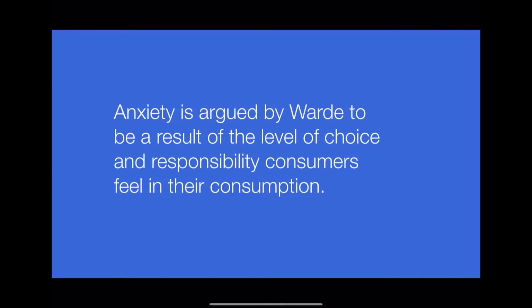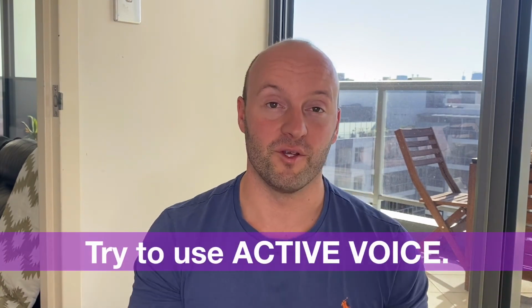And then we read this as anxiety is argued by Ward to be a result of the level of choice and responsibility consumers feel in their consumption. Straight away, it makes it easier for us to follow your text, especially if you're writing about a number of different sources. When you're using the author, your reader or marker won't be able to tell which author you're talking about. Whereas if you use their names, Ward, Ball, your marker will be able to follow Ward's argument here, Ball's argument there. Lastly, try to use active voice rather than passive voice when you're writing essays.